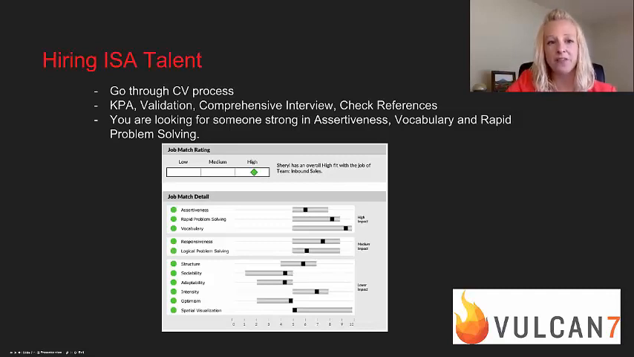Rapid problem solving, I think, is probably the most important piece of this, because you really want someone who's going to be quick on their feet, someone who can take an objection and take a second and come out with something that makes sense, right? Even if they've never heard the objection before, right? So that's going to be really important, is to have that rapid problem solving, and you can validate for that in your interview process.